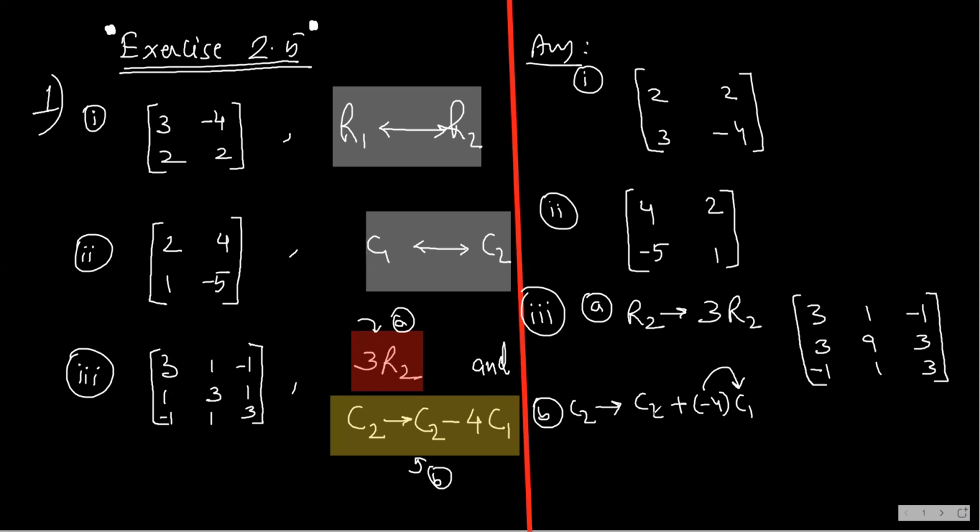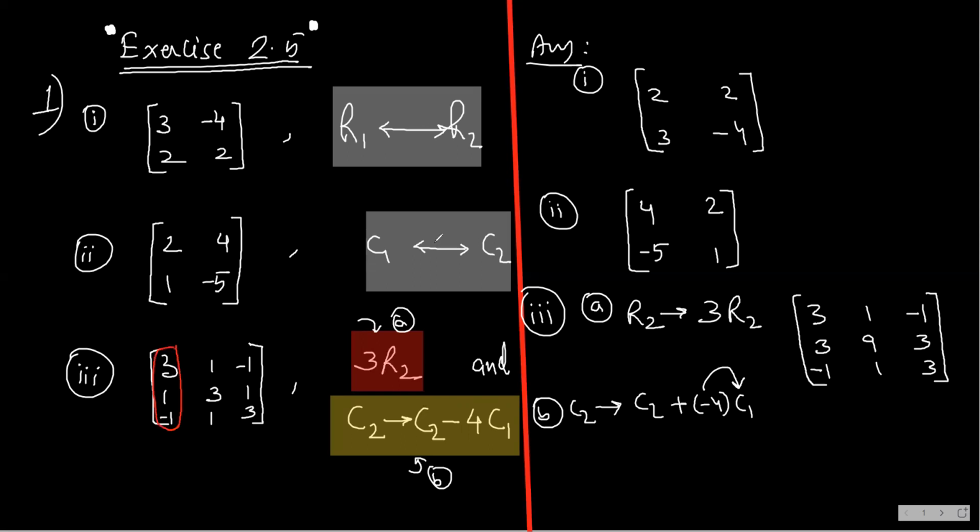C2 minus 4C1 is same as C2 plus minus 4C1. This much you understand? Yes, sir. Okay. Now, what is the meaning of C2 plus minus 4 times C1? The elements of C1, we are multiplying by minus 4.